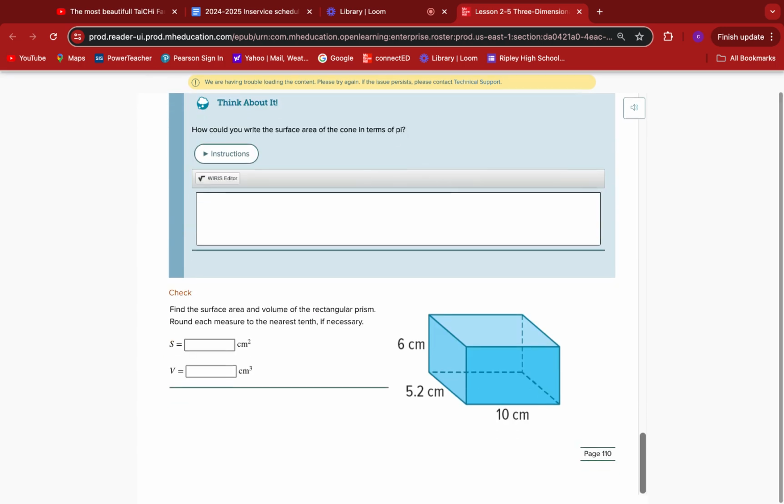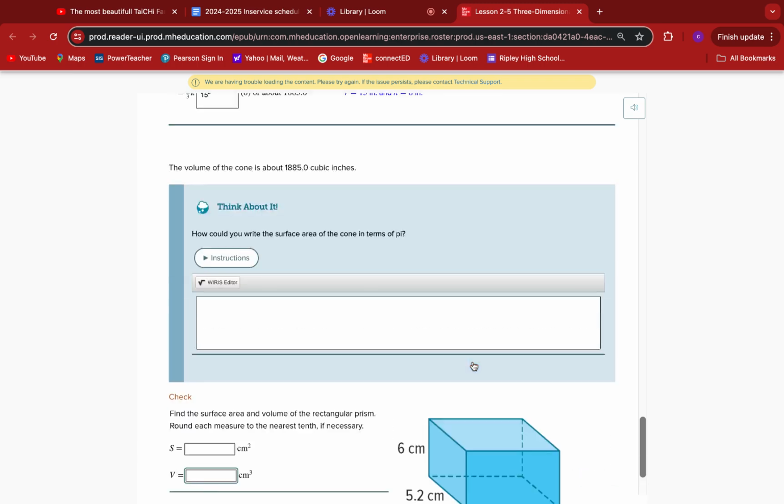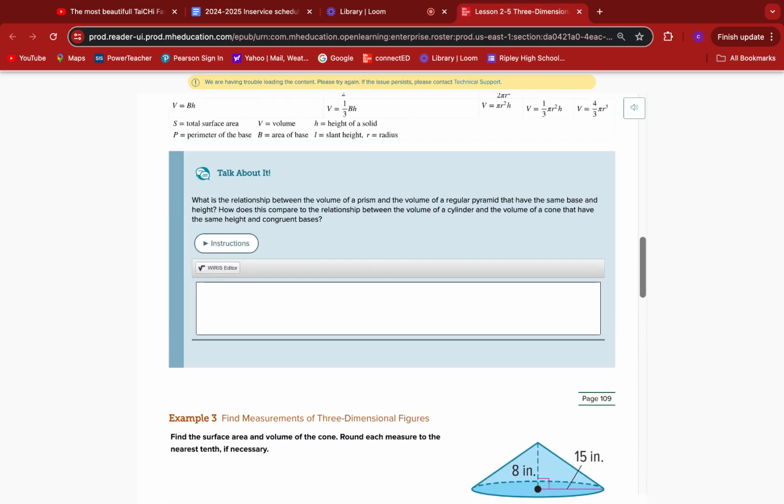Okay, all right, so let's do a check here. Volume is the easiest because this is a prism. It's just length, width, and height.